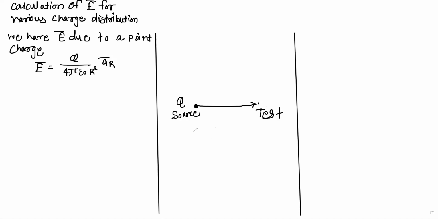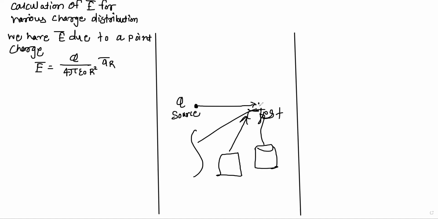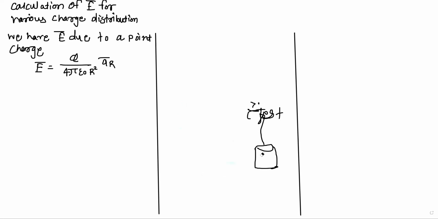But what will happen if there exists a line charge, or a surface, or a volume? In that case, how can you find the electric field intensity because of that surface or volume at this test charge? That's why we are having this discussion. For a point charge it is very easy, but if some other charge configuration is mentioned, what is to be done? We have to follow certain steps.